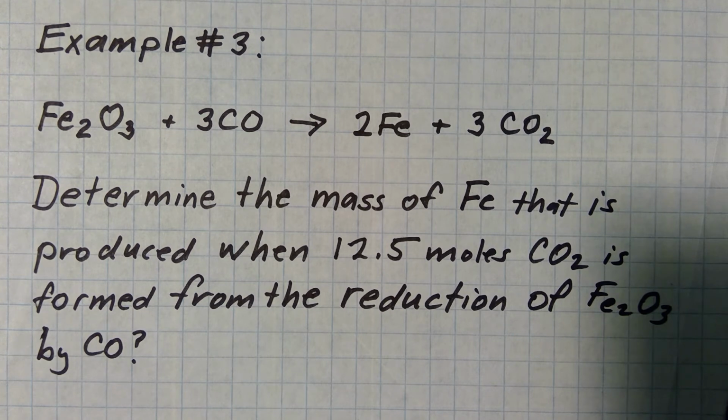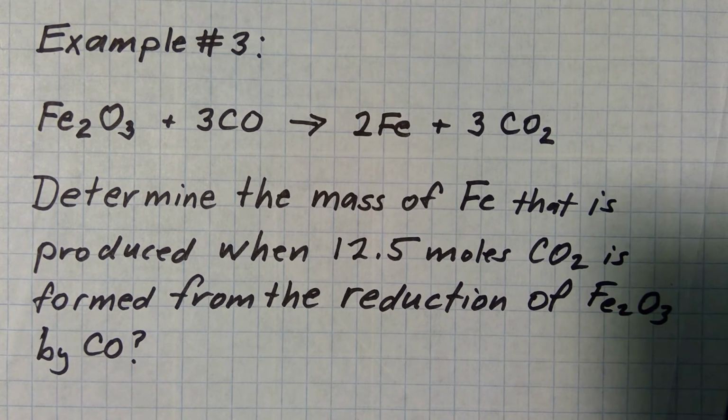But here goes. The reaction is iron 3 oxide plus carbon monoxide to make iron metal and carbon dioxide gas. Essentially what they use in the steel making process. Question is, determine the mass of iron that is produced when 12.5 moles of carbon dioxide is formed from the reduction of iron 3 oxide by carbon monoxide.